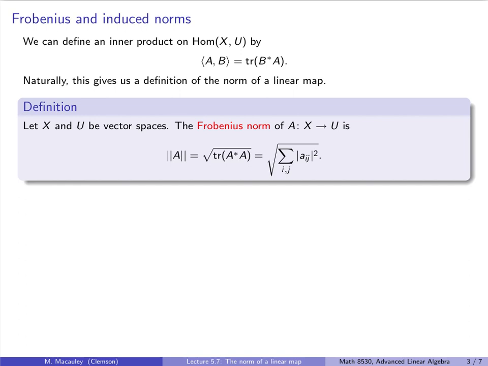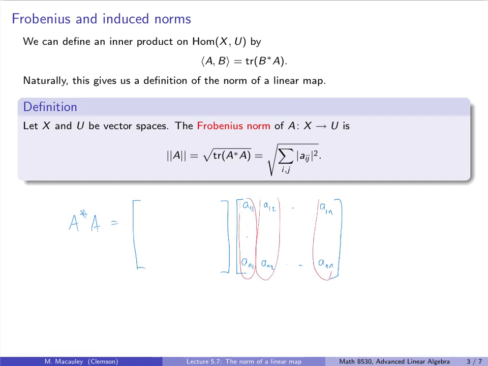Let me write what A star A is. Since we're only over real vector spaces, this is just A transpose A. So if A is A11, A12 up to A1n, and then down to AN1, AN2 up to ANN, so these are the columns of A. Then A transpose is just going to be the rows of A transpose, or the columns of A.